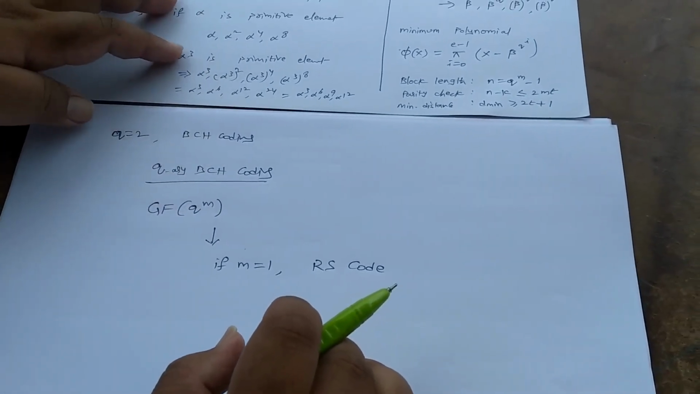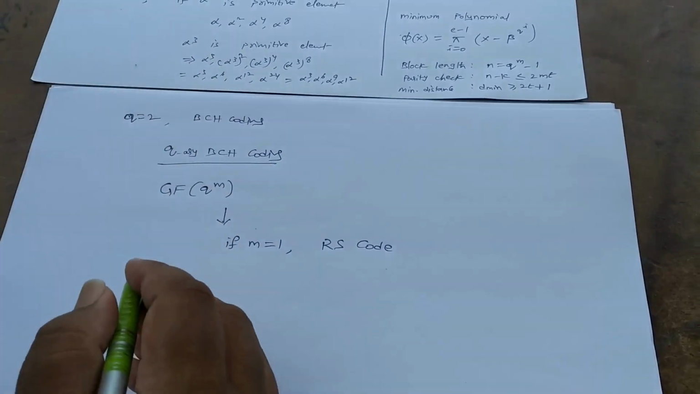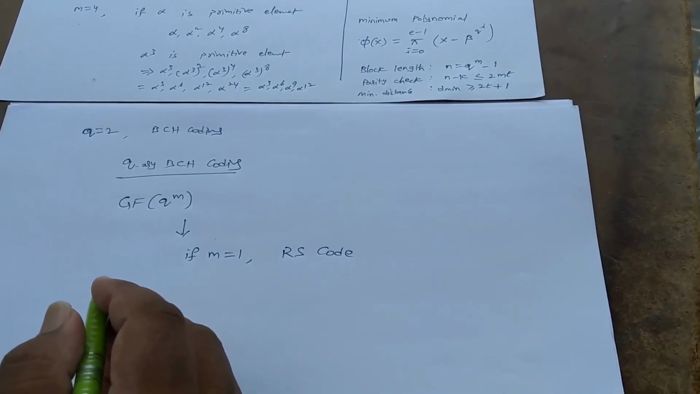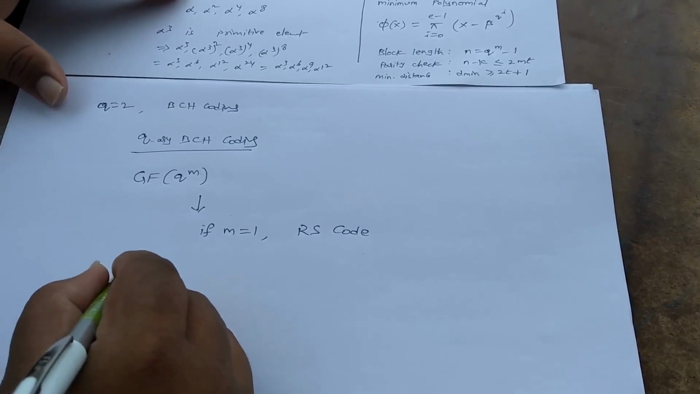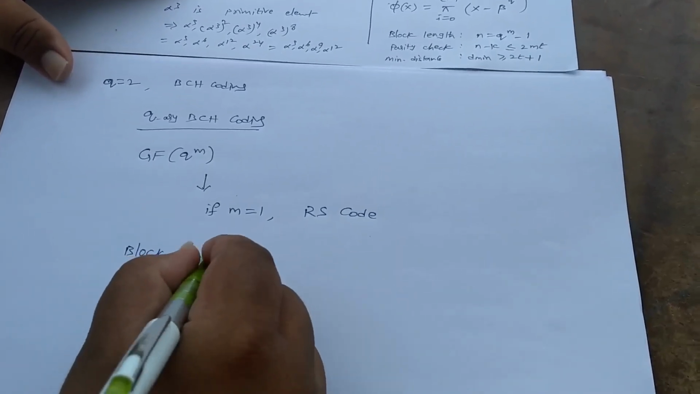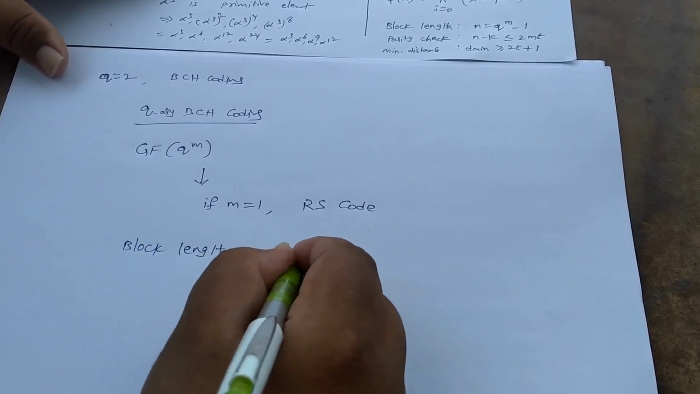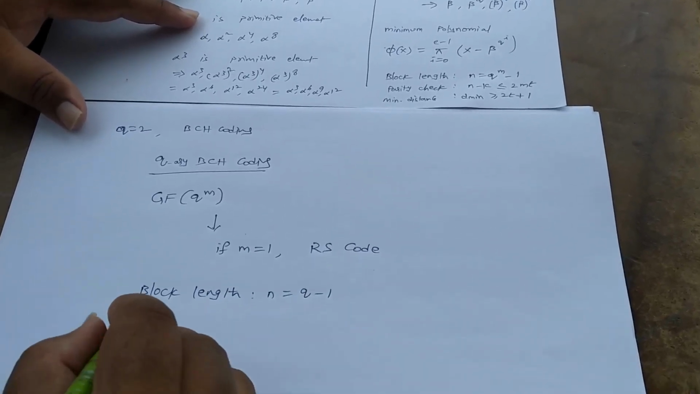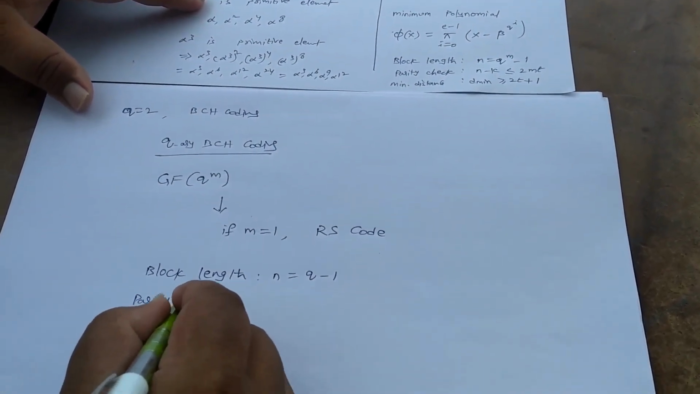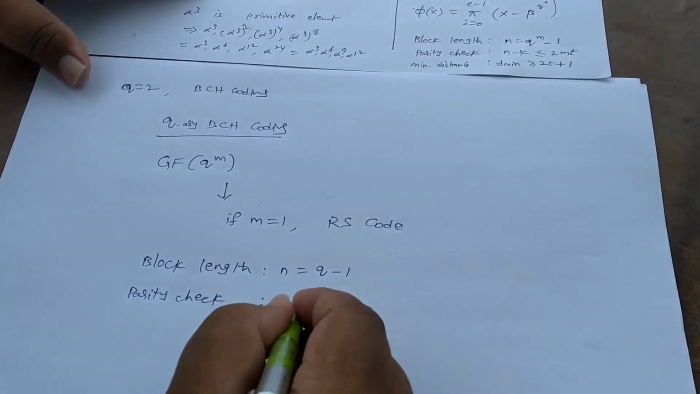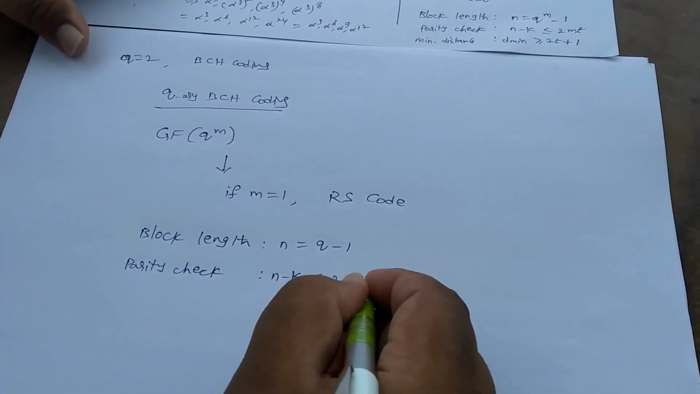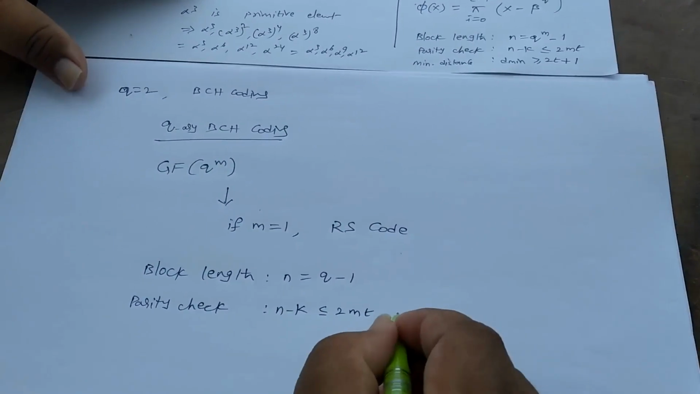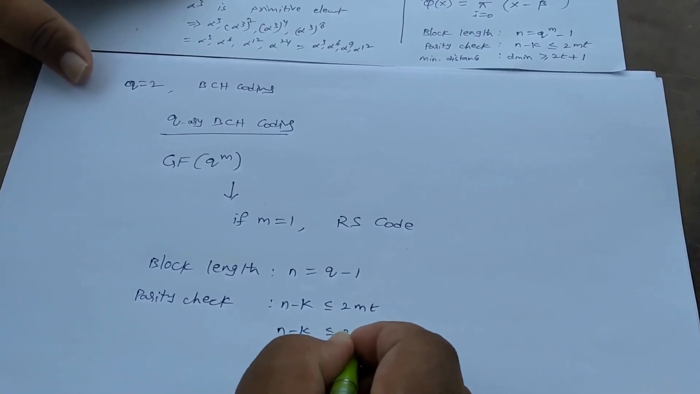And the parameters in this RS code, now m is equal to 1, are block length n is equal to q minus 1. Earlier I mentioned n is equal to q power m minus 1; with m equal to 1, n is equal to q minus 1. Parity check: n minus k less than or equal to 2mt, or because the m value is 1, it is equivalent to n minus k less than or equal to 2t.